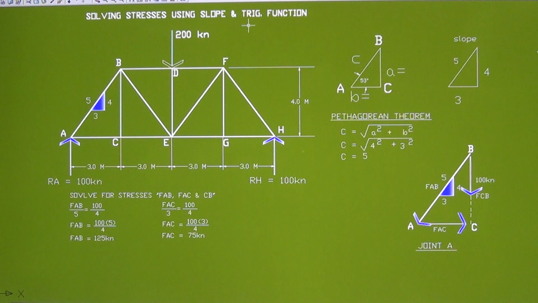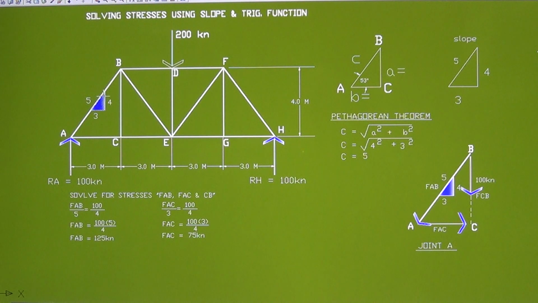To use the slope, you have to determine the slope dimensions. Here, the vertical is the height of the truss, and the horizontal is where the inclined member ends up to, and then you draw the line. That's 4 meters high, and the horizontal is 3 meters. We usually don't know this incline value for the slope, so we have to solve that.